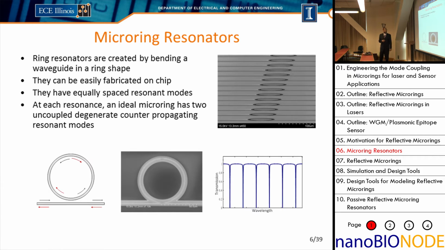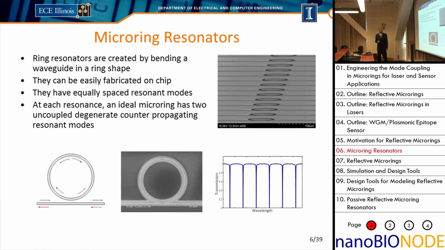So let's look at how we discuss these things. So we have light in a waveguide that couples to a ring. We form the ring just by bending the waveguide into a ring shape. We can easily fabricate one-dimensional or two-dimensional arrays of these ring resonators on chip through standard e-beam lithography. A single microring resonator will have equally spaced resonant modes.